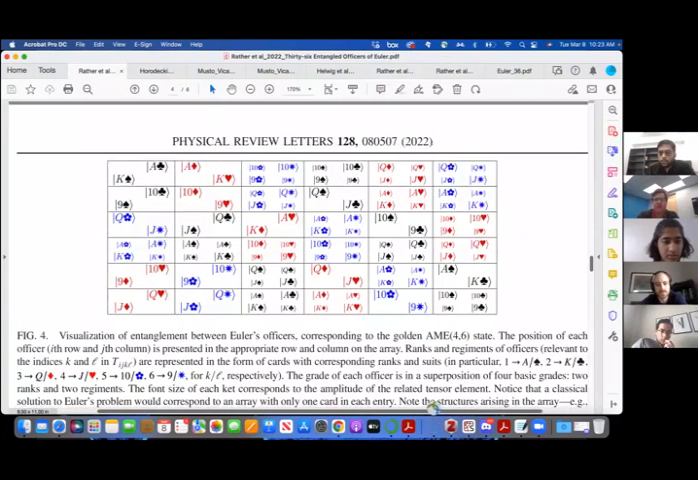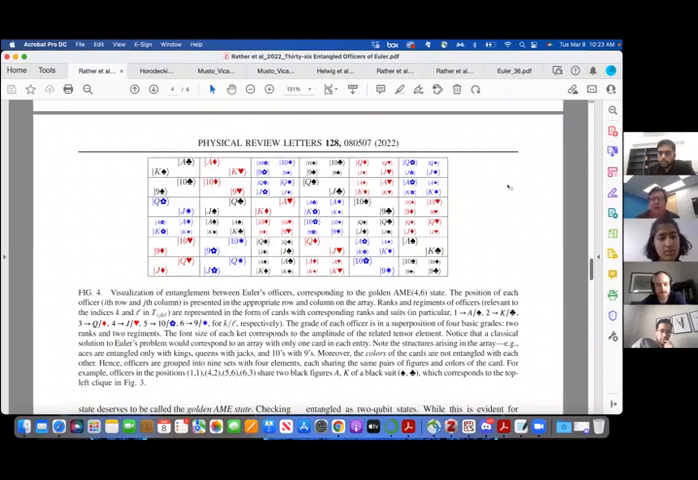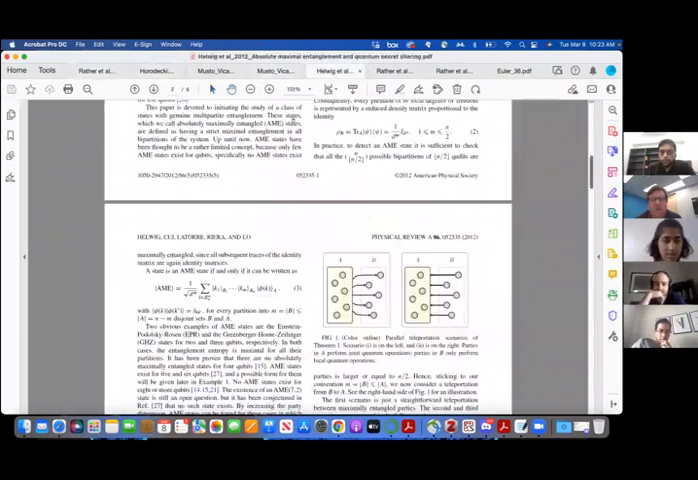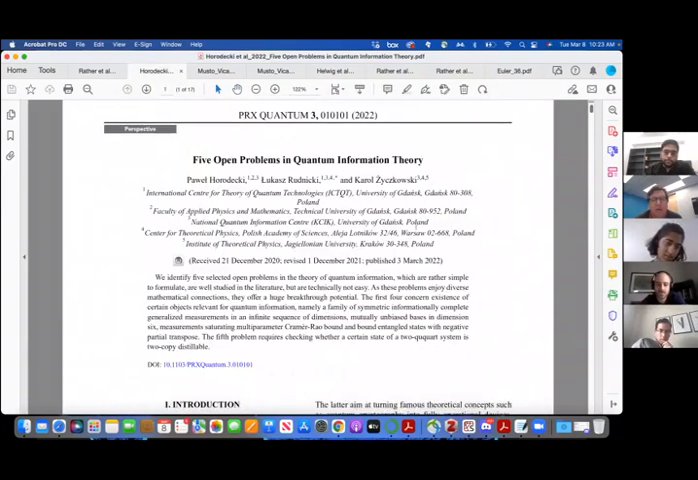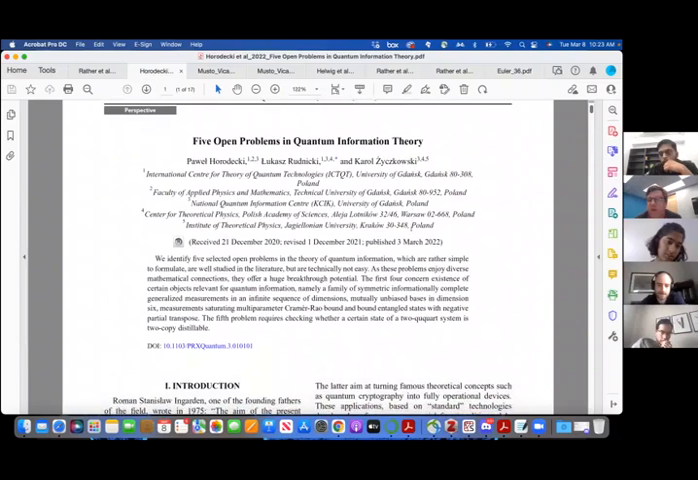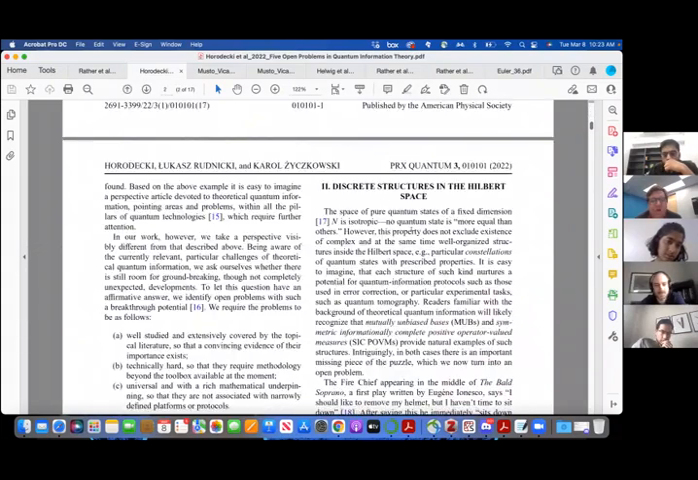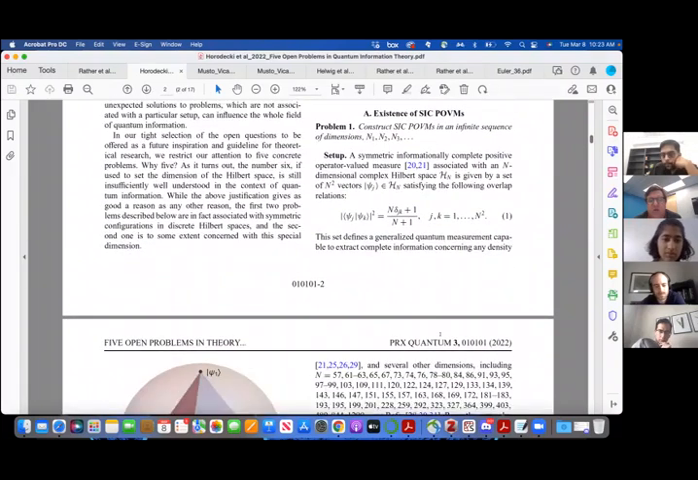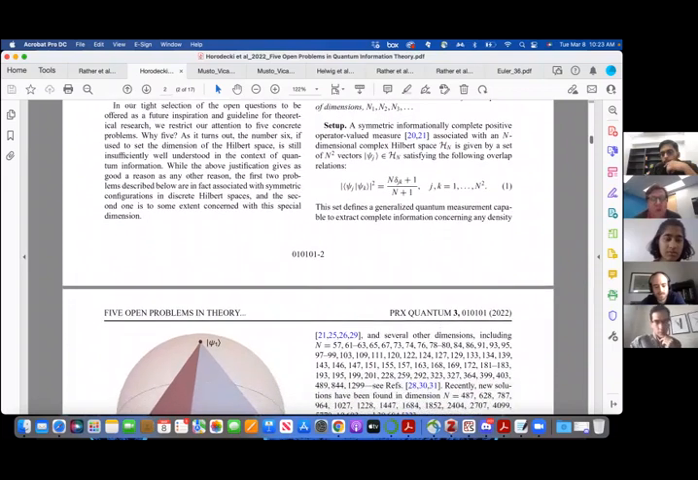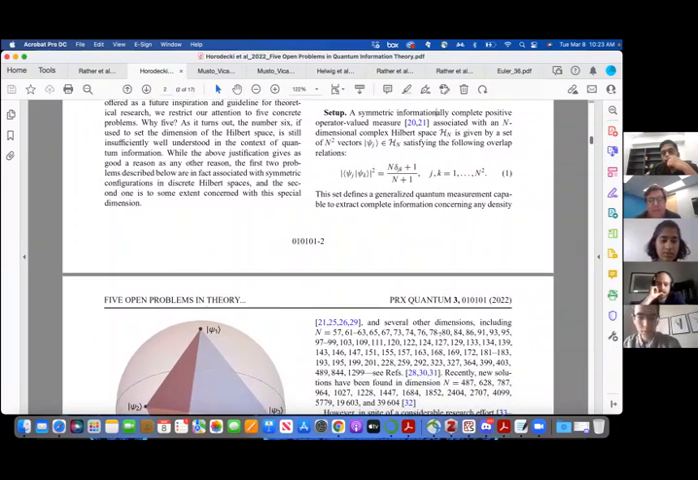Yeah, and I put this paper that Tathagata pointed out in the chat, that the same authors wrote about these 5 open problems in quantum information theory. Some of them have to do with these symmetrically informationally complete POVMs. Problem 1, yeah. I was talking with Chris Fuchs about this problem too, that some solutions don't exist in certain dimensions, or they don't know if they exist. I see.